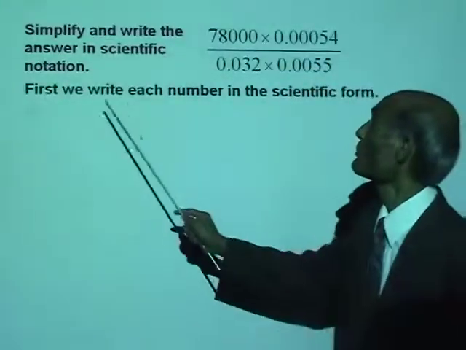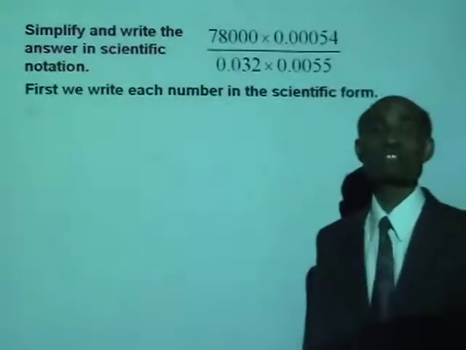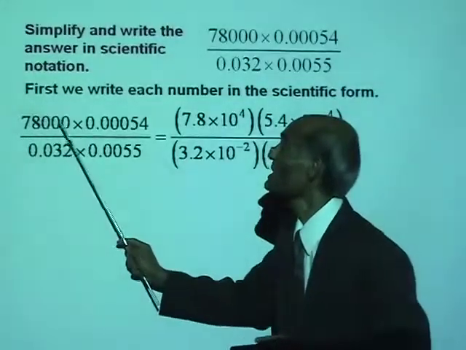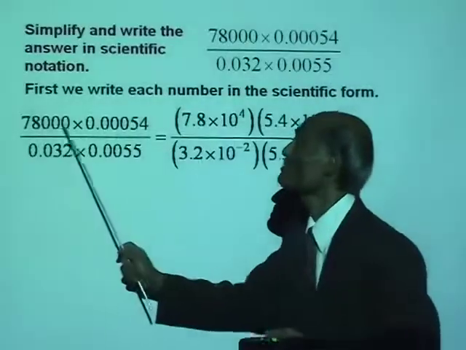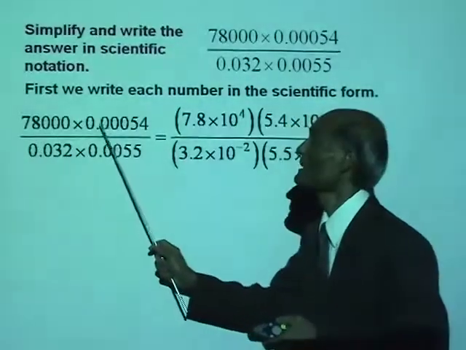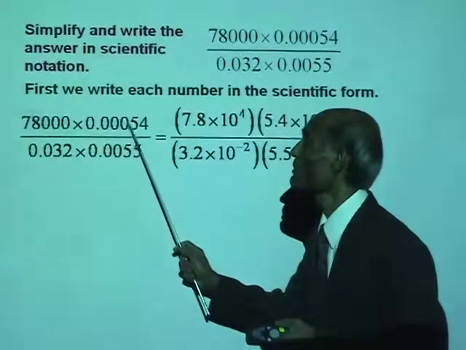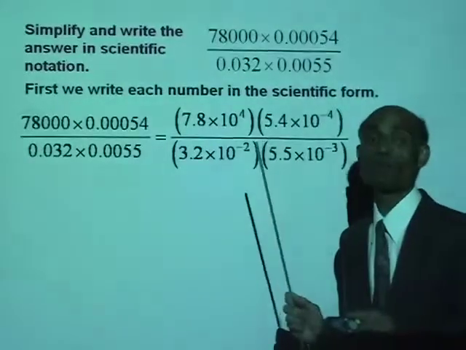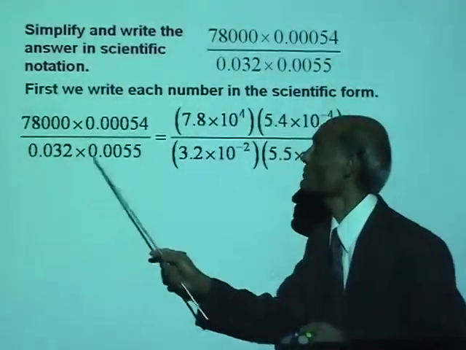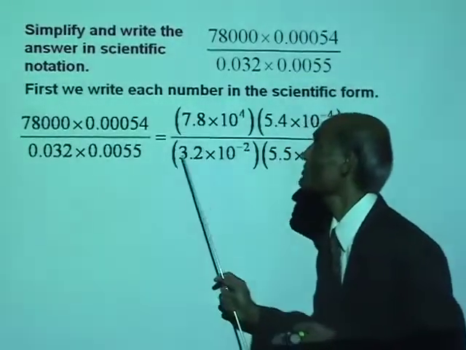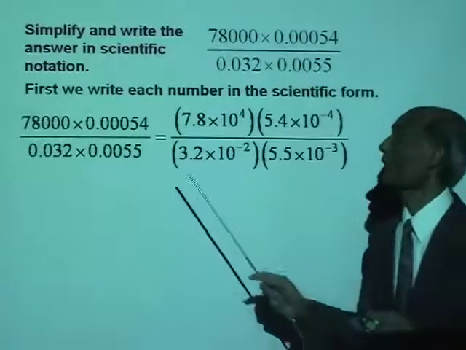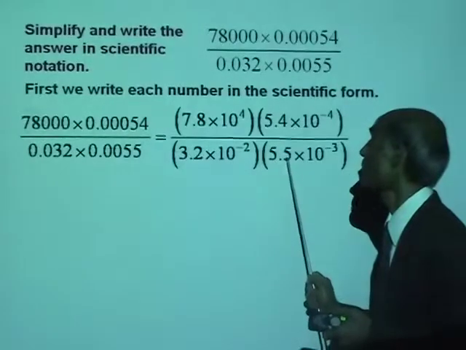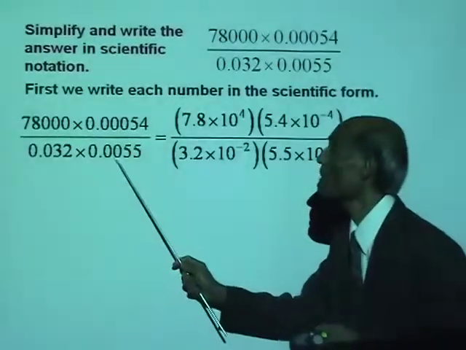Okay, so first we write each number in the scientific form. And that is 78,000 is 7.8 times 10 to the 4. I hope that's okay. 0.00054 is 5.4 times 10 to the negative 4. 0.032 is 3.2 times 10 to the negative 2. And 0.0055 is 5.5 times 10 to the power of negative 3.